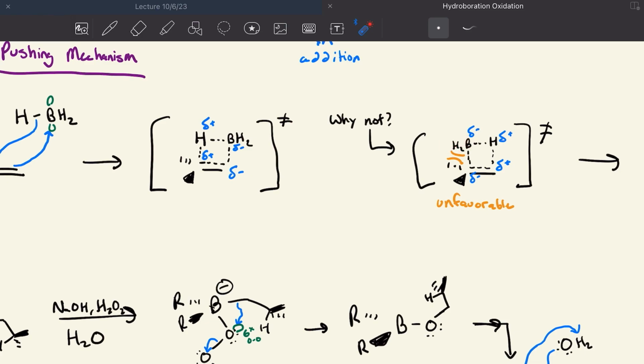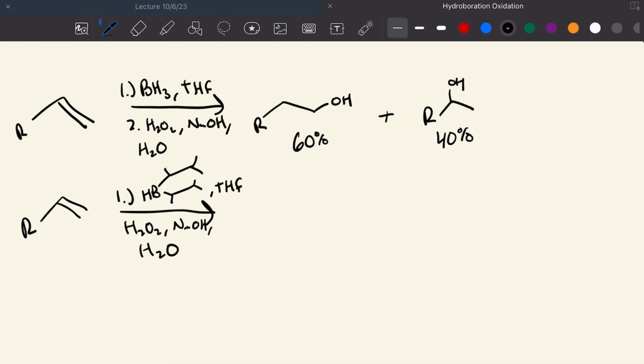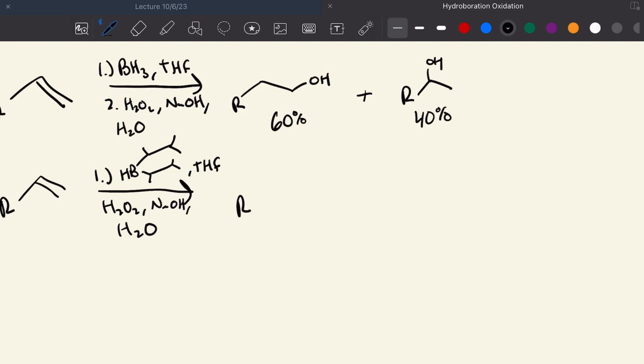So if you want to make this reaction more efficient and to prevent this intermediate here, what you could do is, instead of having hydrogens coming off this boron here, you could have bulkier molecules. And this results in this alcohol group being on the least substituted carbon over 99% of the time. Meaning the alcohol being on the more substituted carbon of that double bond happens less than 1% of the time.